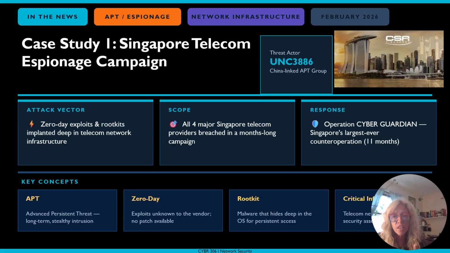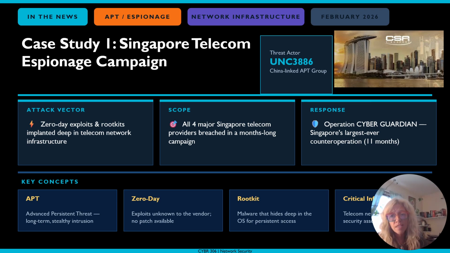Also, rootkits, and we talked about this in 203, is malware that embeds itself deep into the operating system, often at the kernel level, and a rootkit can hide files, processes, and network connections from the admin. So this is why we talk about defense in depth. There's no single control that can catch everything.